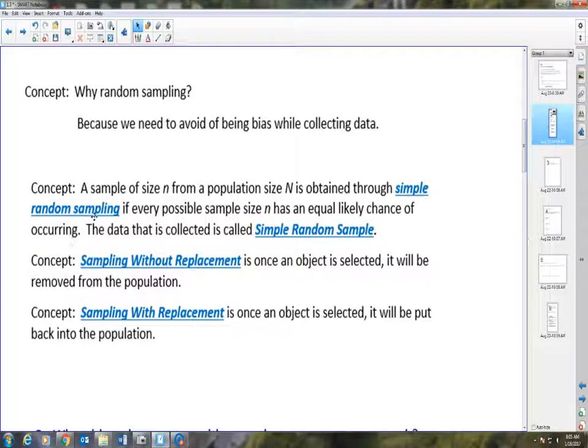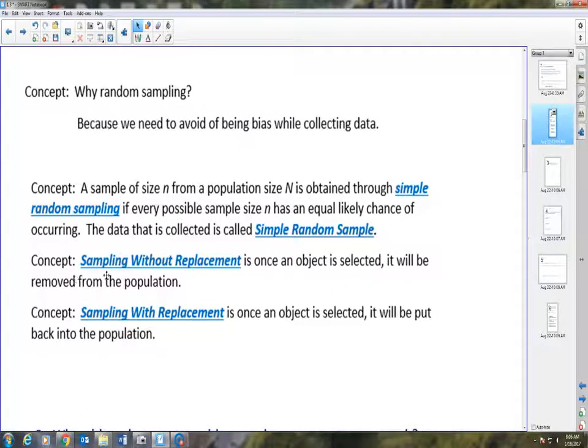Alright, so the concept here is that a sample of size lowercase n from a population of size capital N is obtained through simple random sampling. Simple random sampling means every possible sample of size n has an equally likely chance of occurring. Everybody in that sample has an equally likely chance of occurring. So the data that we collect will be called a simple random sample. It's kind of a tongue twister, a lot of simple random sample wording. All that's saying here is that we want every sample of size lowercase n to have an equally likely chance of occurring.